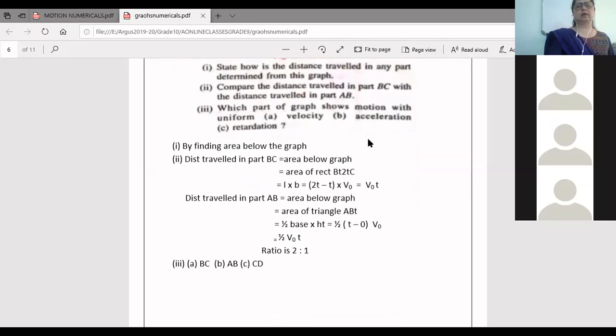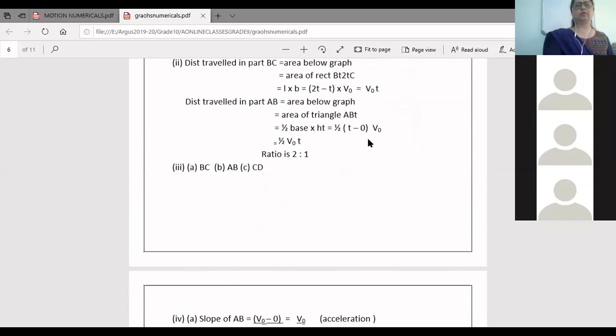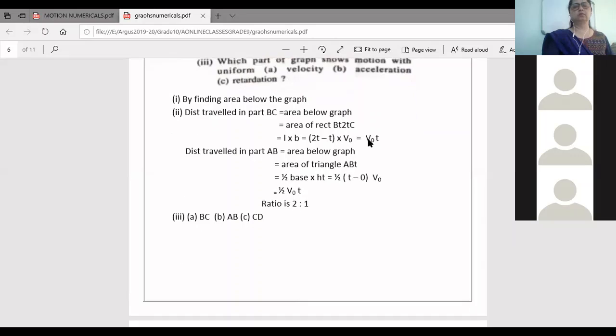I have done many numericals of graphs. What was the important one? Yes, the fourth point was also there. What was the fourth point? Which part of the graph shows motion? What is the fourth thing?